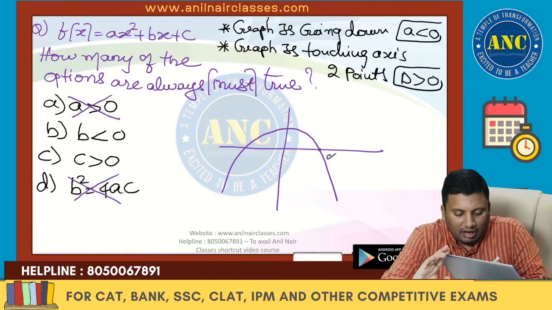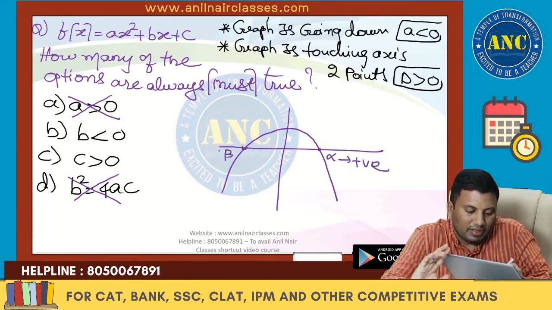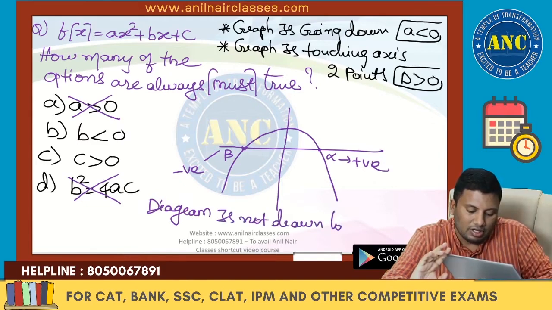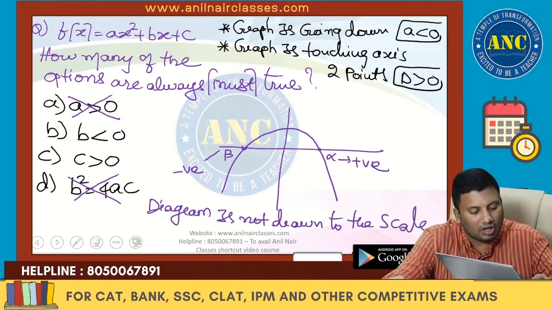Alpha is positive, beta is negative. The diagram is not drawn to scale. It is not at all drawn to scale.